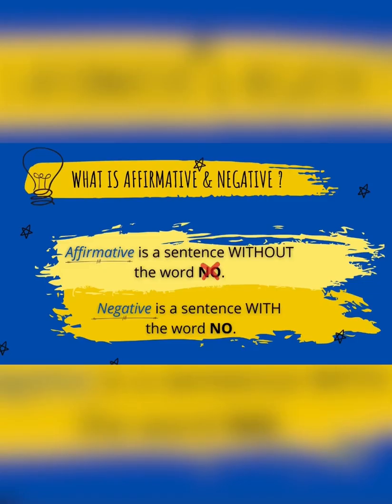Let's look at the meaning of affirmative and negative. Affirmative is a sentence without the word no. Bermaksud, dalam ayat-ayat affirmative tidak ada perkataan no. Negative is a sentence with the word no. Bermaksud, ayat-ayat negatif mempunyai perkataan no.